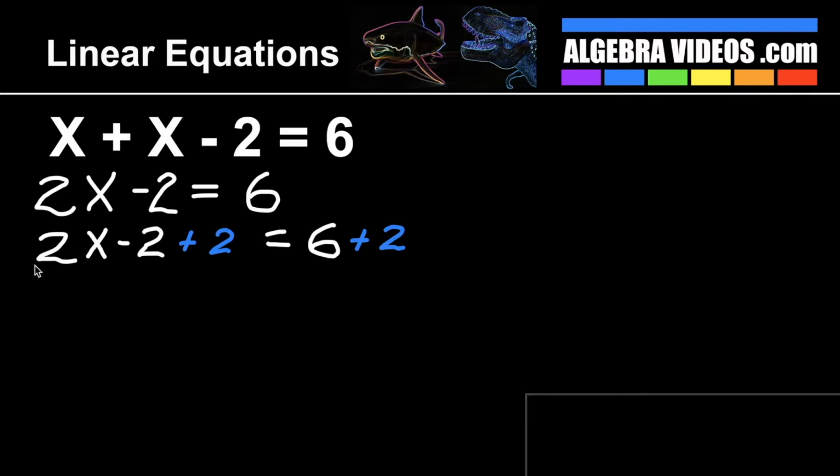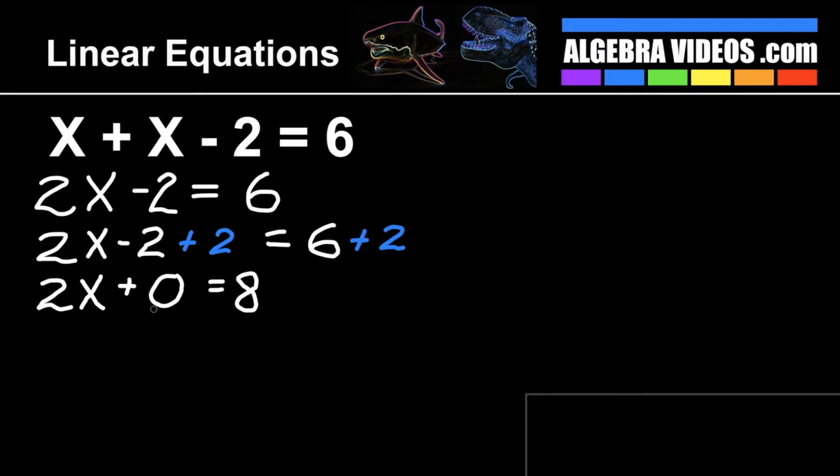The color doesn't matter. But I just wanted to show you that now this term, minus 2 plus 2 is 0, right? 2 plus 2 is 0, or negative 2 plus 2 is 0. Either way you say it. So this whole left side now simplifies to 2x plus 0. Great. And that equals, on the right side, 6 plus 2. And 6 plus 2 is 8.